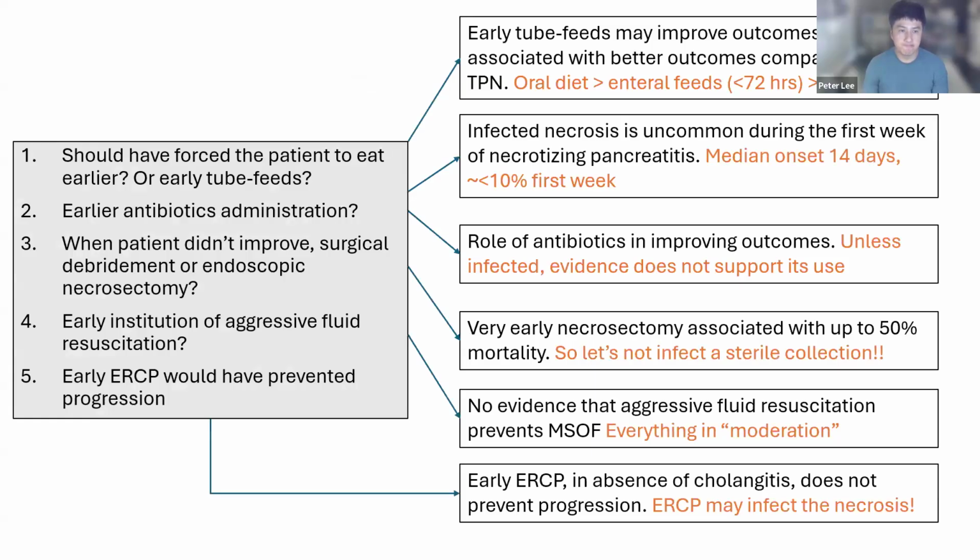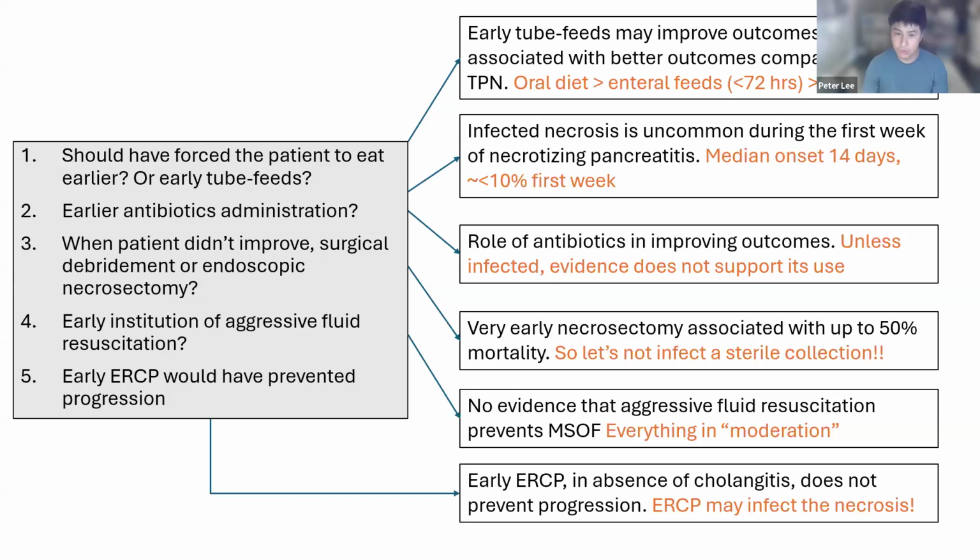Well, early tube feeds may improve outcomes, especially when you compare that with TPN. It's better, much better. So always prefer oral and then enteral and then TPN as last resort. Infected necrosis, especially during the first week, even in febrile patients, is very rare, less than 10%. So SIRS response accounts for vast majority of fevers in the first week, even in necrotizing pancreatitis patients. And role of antibiotics for primary prevention of infection is not supported by evidence.